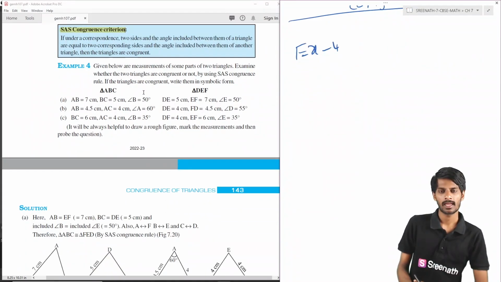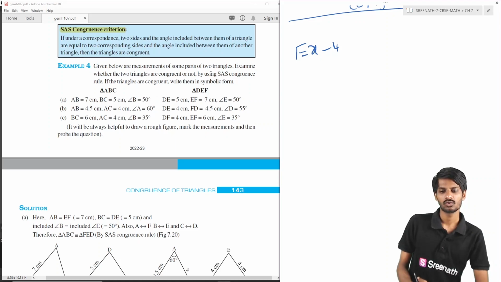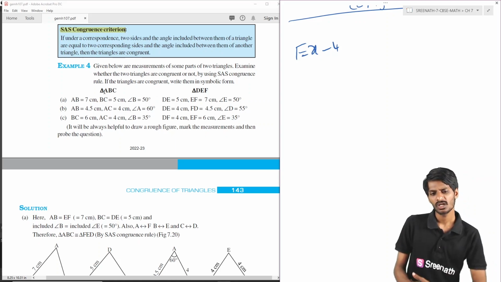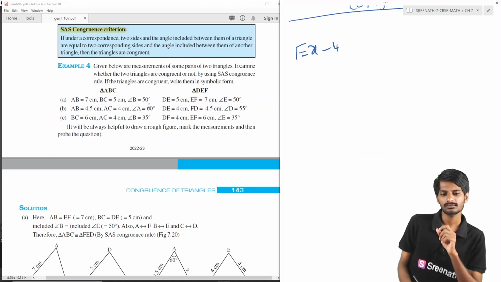Given below are measurements of some parts of two triangles. Examine whether the two triangles are congruent or not by using the SAS property. So triangle ABC and triangle DEF, students. Here AB is 7 centimeters, here EF is 7 centimeters. Here there is 5 centimeters, here also 5 centimeters. Here the angle is 50 and here the angle is also 50. So the values are the same.